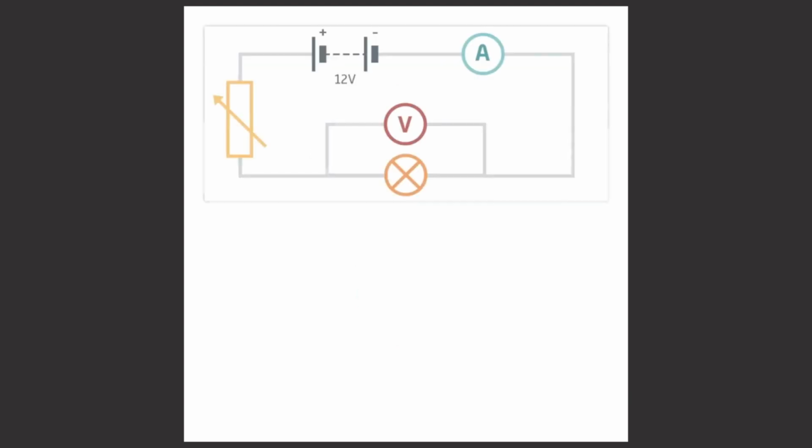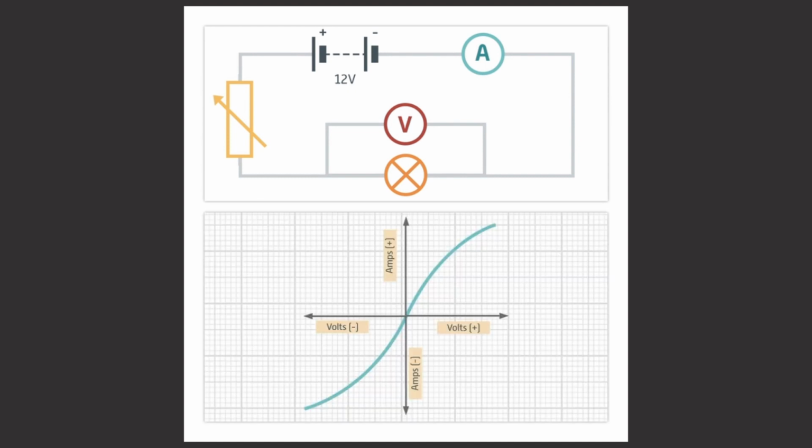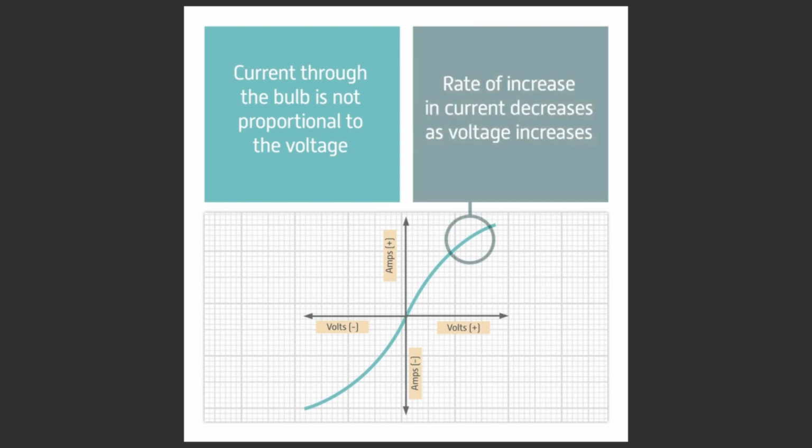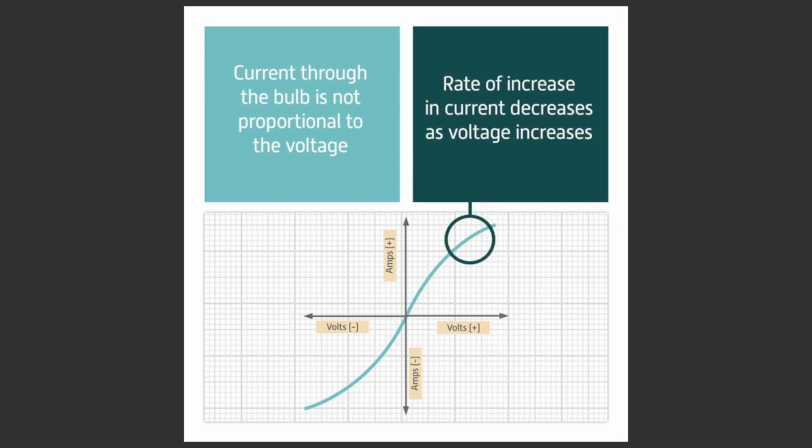We can repeat the experiment to investigate the resistance of a filament bulb. Replace the fixed resistor in the circuit with the filament bulb. This new experiment would give you a graph like this. Here we can see that the current through the filament bulb is not proportional to the voltage. In fact, the rate of increase in current has decreased as the voltage has increased.